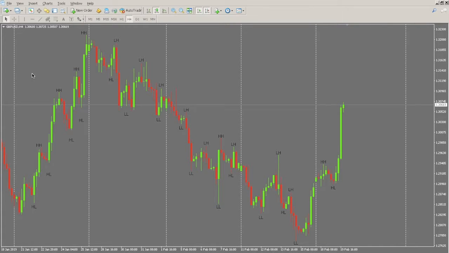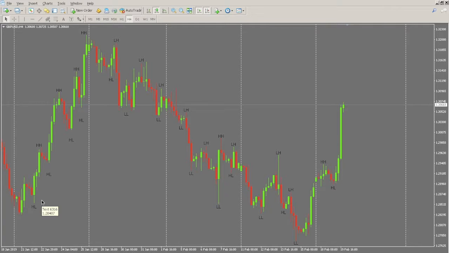Today we're going to talk about trending markets, not consolidating markets or what they call ranging markets, nor are we going to talk about choppy markets, just trending markets. And the easiest way to identify trending markets is by looking at higher highs and higher lows, or lower highs and lower lows.